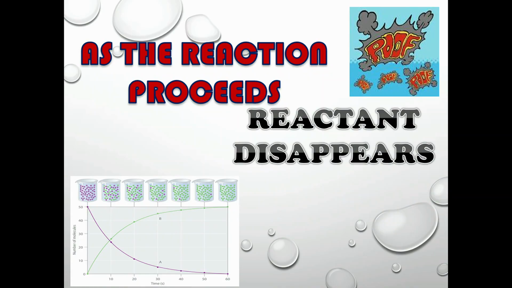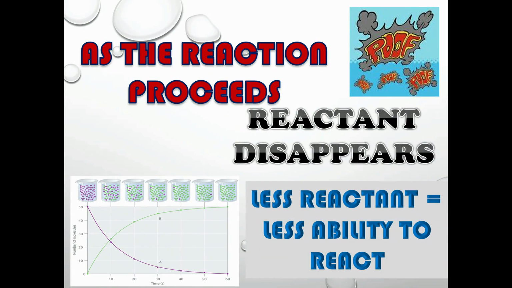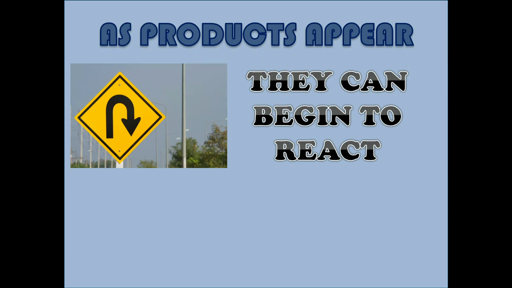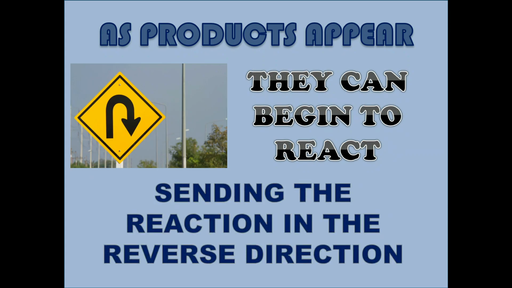And if my forward activation energy is about the same as my reverse activation energy, then it's actually easy, once the products are produced, for them to start reacting and go backwards. So as product appears, it is possible that they can begin to react and send the reaction in a reverse direction. This does not work for everything. It only works when my activation energy is not super different between the forward reaction and the reverse reaction.